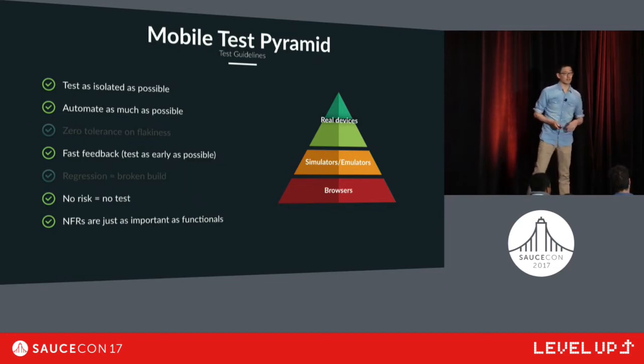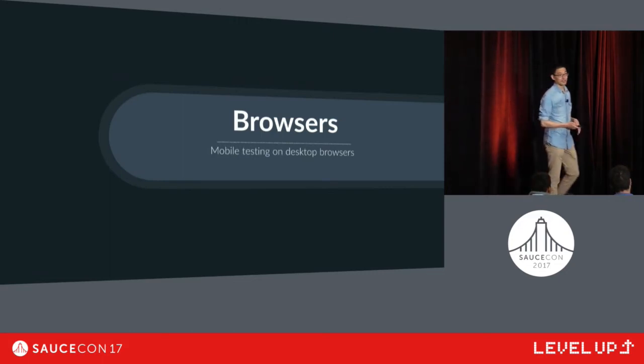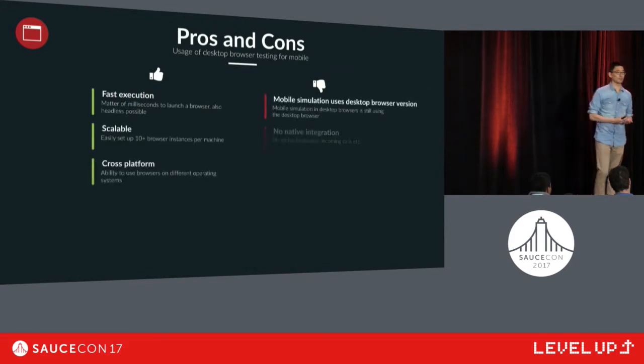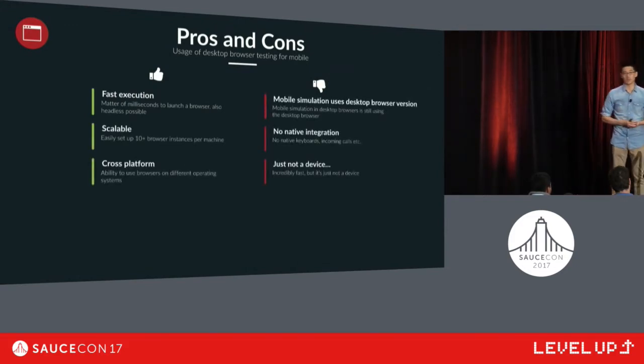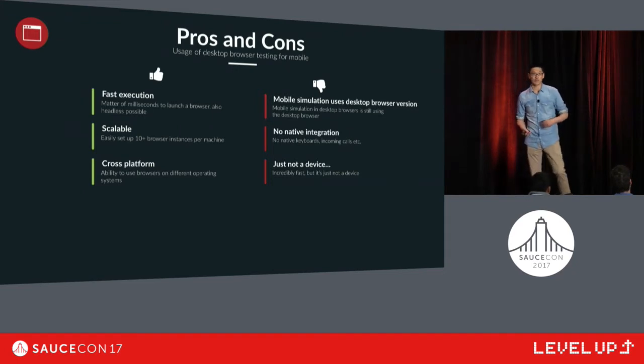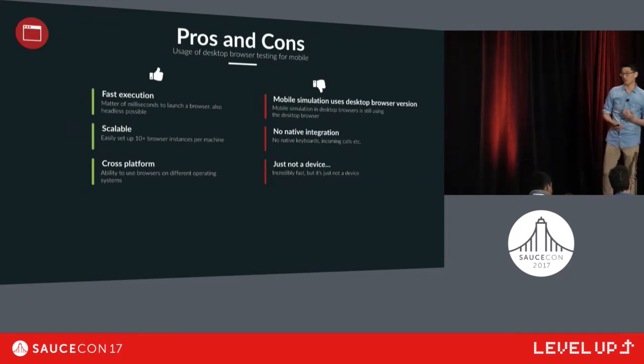and summarize at the end. So the first layer, mobile testing on desktop browsers. Pros and cons: it's super fast, it's scalable, you can run more than 10 instances on one machine, right? Cross-platform, so you can use browsers on Linux, macOS, Windows, doesn't matter.